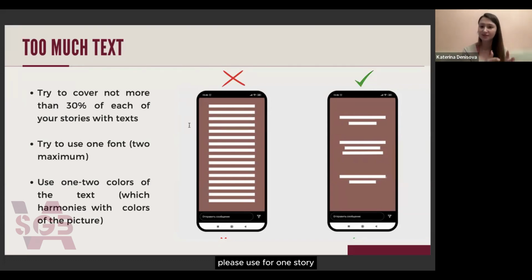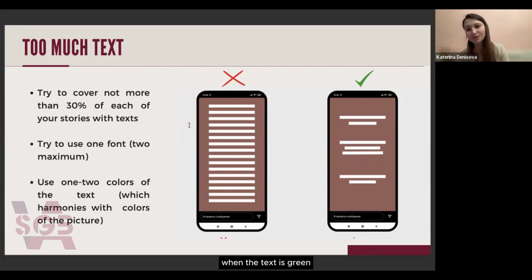Please use, for one story, 1 or 2 sentences. We use only 1 font. You choose the font you like and you use it from Instagram. And we try to use 1 or 2 colors for the text, which perfectly harmonize with colors of the picture. I prefer to use black or white colors to put text on my stories because they are vivid and it's not a problem to see the text which is written in black or white colors.